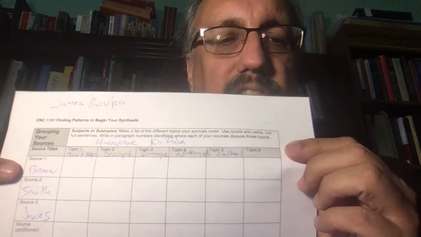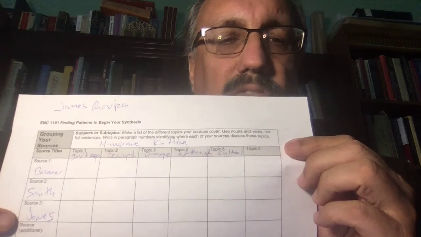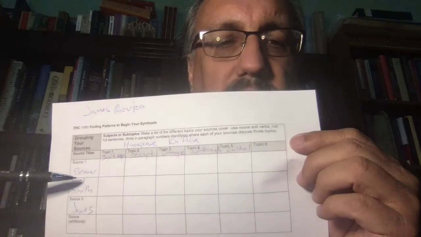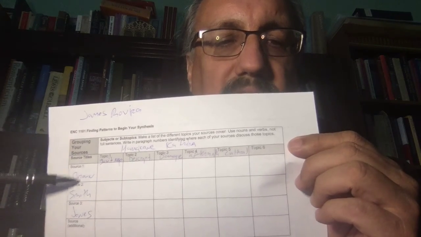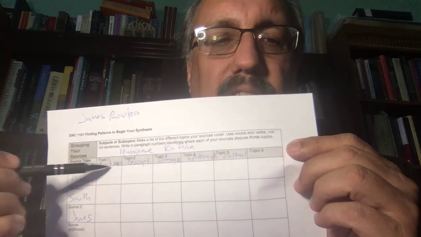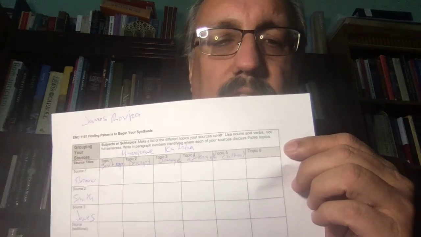Okay, so you see I wrote the names of the authors here, Brown, Smith, and Jones. And you notice I wrote the topics here. So the main subject is Hurricane Katrina, subtopics: government responses, description of the hurricane, the damage done, the aftermath, and the cultural profile of the hurricane. So I have the names of the sources here. I just put down the author names, or you can put abbreviated titles in here. And then I put my subtopics across here.